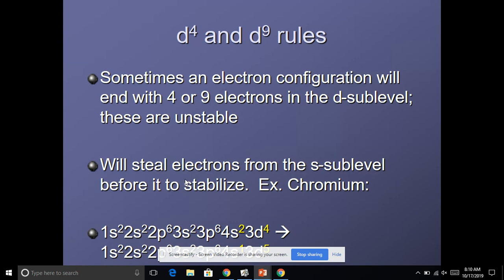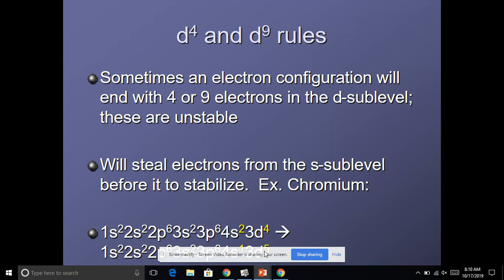If I look at chromium on the periodic table, what I would normally write is, in my electron configuration, 4s2 and 3d4. But since I have the d4, I know that this is very, very unstable, and we'll get into why later. So what actually ends up happening is I get 4s1 3d5. This d orbital actually stole one electron from the 4s right next to it, making it 4s1, so that it could be more stable as 3d5.